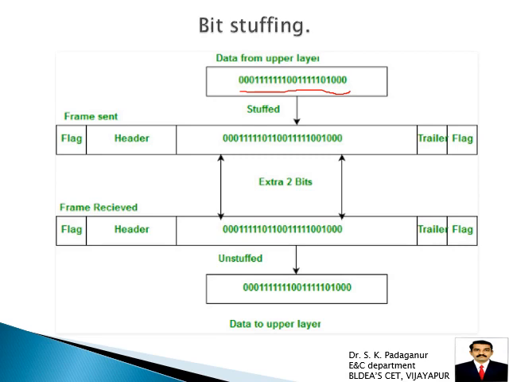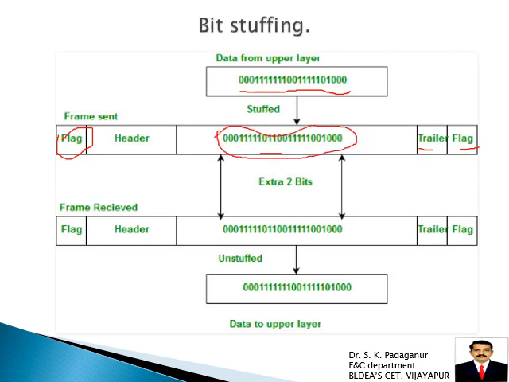Then when it comes to the MAC layer, it will add a flag. Here the flag is there, then header, then data, then trailer, then flag. This is the normal construction of the frame. So here, what is the logic? It will check the sequence of the bits in the data.